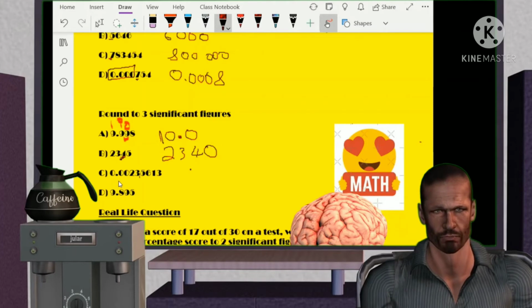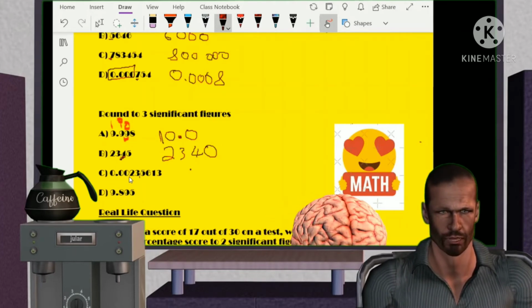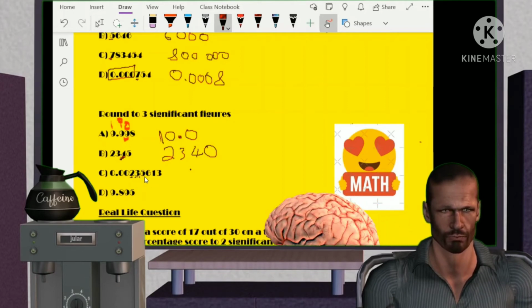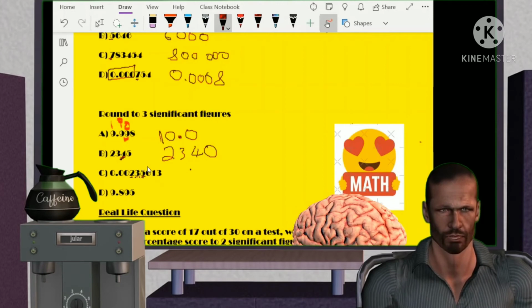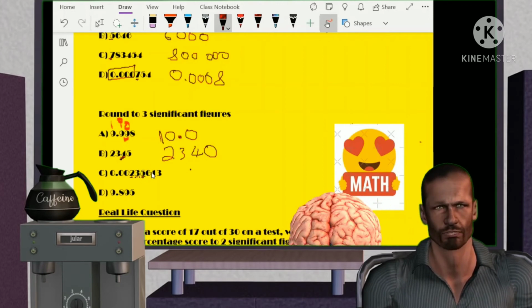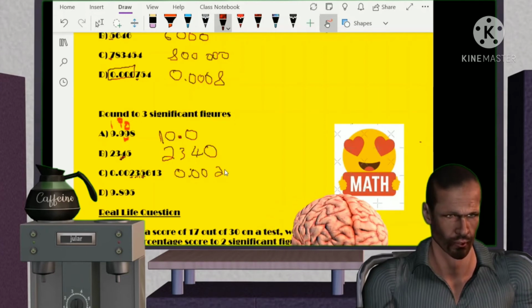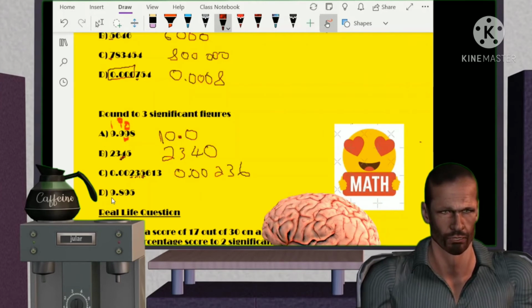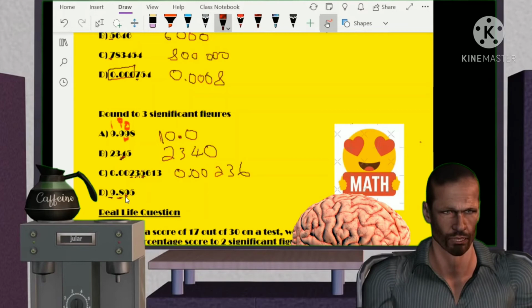In C, a similar concept is applied. Those leading zeros are not significant. So my first significant figure is 2, second 3, and my third is 5. To the right of 5 is 6. And if it's 5 or more, we round up. So we're going to round up the 5. So I'm going to have 0.00236. In D, my first significant figure is 9, my second is 8, and my third is 9.